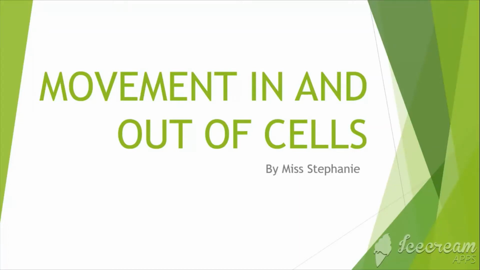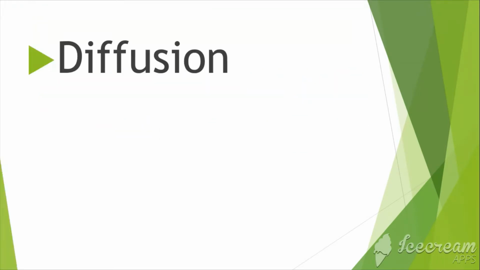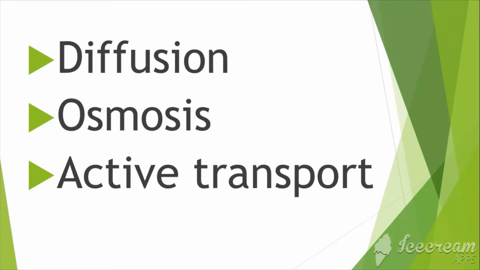Hi guys, and welcome to today's episode of Biology. In today's episode, we're going to be focusing on movement in and out of cells. In this video, we're going to look at three main types of movement, namely diffusion, osmosis, and active transport.